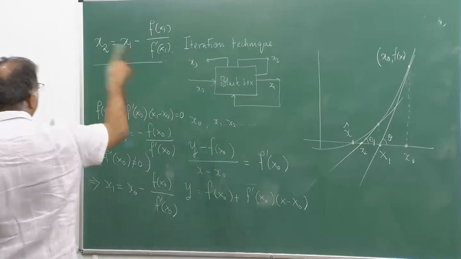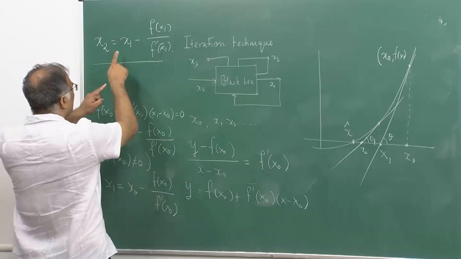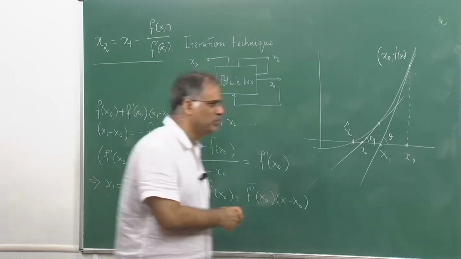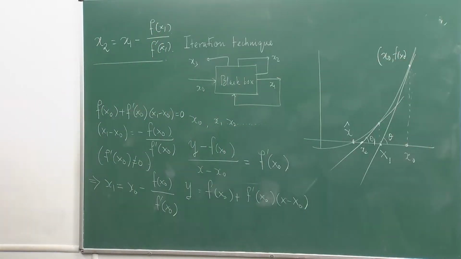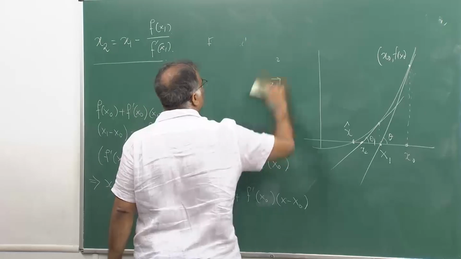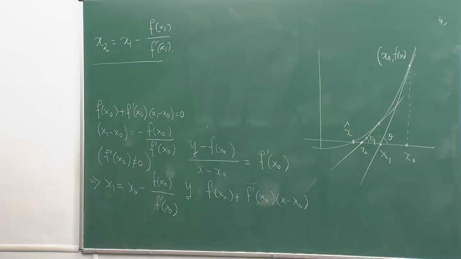So this is the feedback mechanism. I am just replacing. So if I want x3, I will put x3 equal to x2 minus f(x2) by f'(x2). But this allows me to write a very general scheme for computing something through Newton's method.